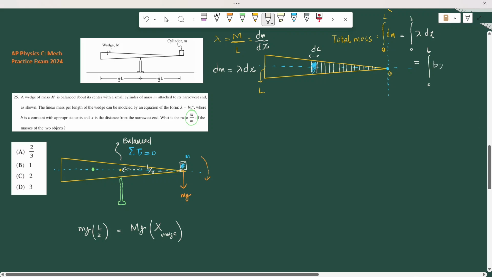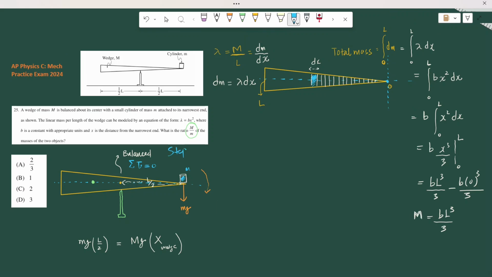So this is equal to bx squared in the question. B is some appropriate quantity which has appropriate units, so it's basically a constant. So B will come out, and we will apply the limits on the x squared, and this will be equal to x cubed over 3 from 0 to L, and that would be equal to BL cubed over 3 minus B times 0 over 3, which is equal to BL cubed over 3, the total mass of the wedge. So this was our step 1.